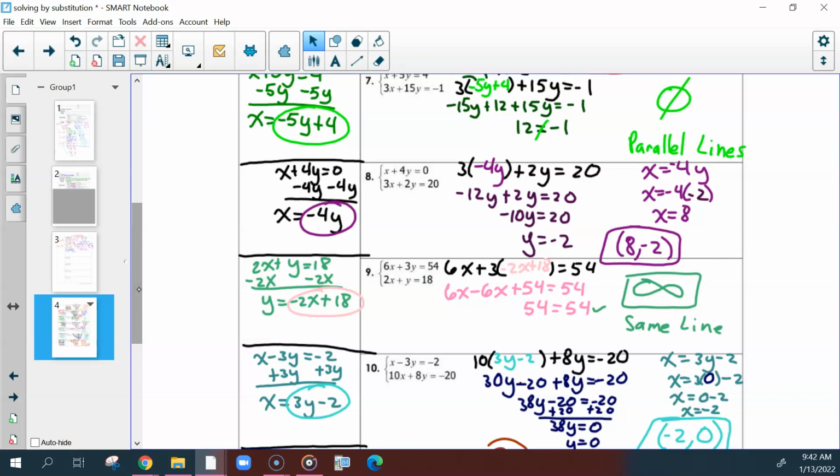Other questions on any of these? How do you get 4y? Minus 4y. This one you're solving for x, so you move the y by subtracting. Any other questions?